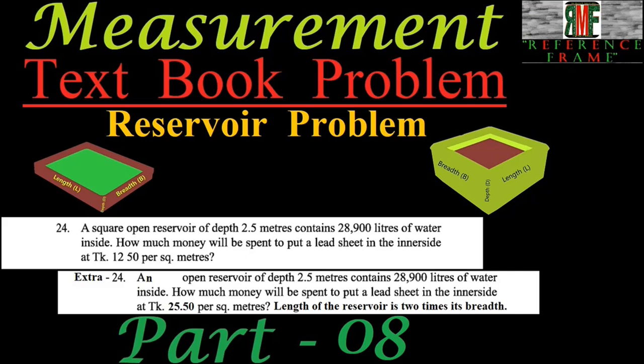There we are going to solve problem number 24 from your textbook, and how problem number 24 can be modified. That means if instead of a square reservoir we face a rectangular reservoir, then how to solve the problem. Today we're going to discuss this kind of math. It should be mentioned that the reservoir must be open, because we discussed the closed or enclosed reservoir in our earlier lectures. So today we're just going to solve problems related to open reservoirs. So stay with us to solve your problem.